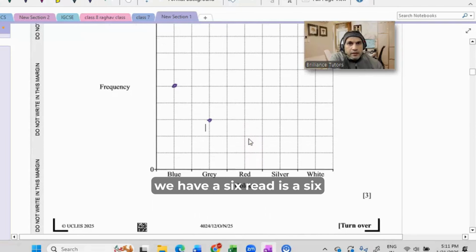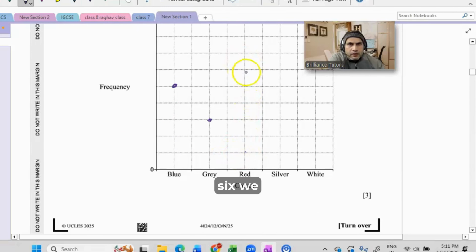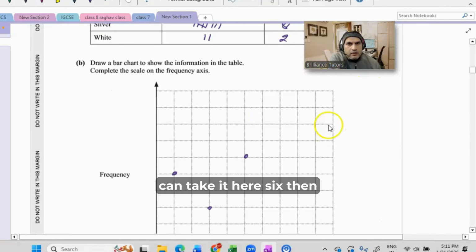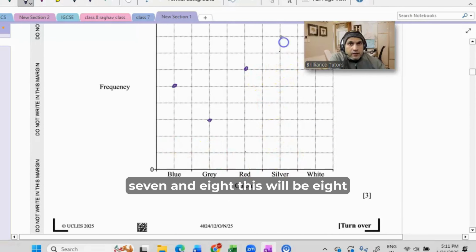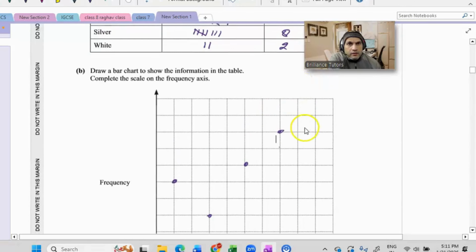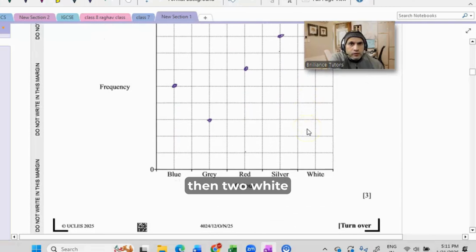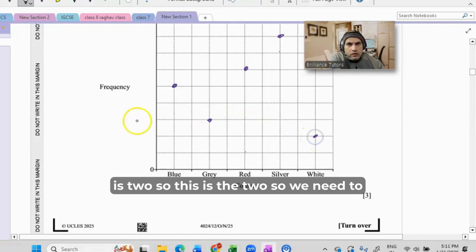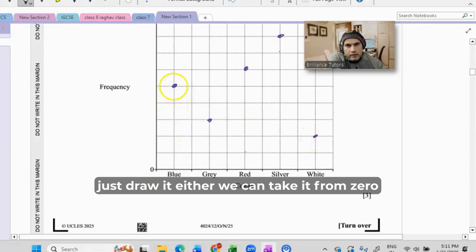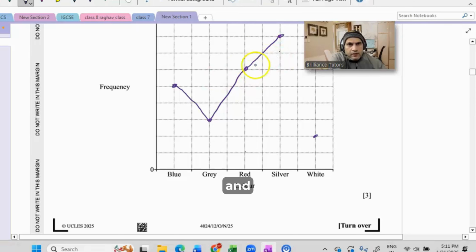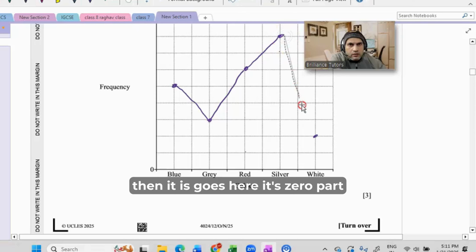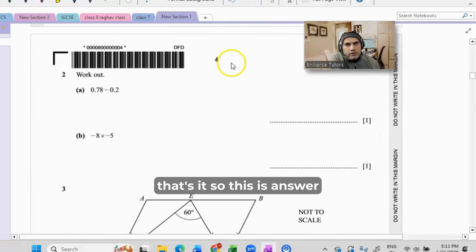Then we have 6. Red is 6. So 1, 2, 3, 4, 5, 6. We can take it here, 6. Then 8. Silver is 8. 6, 7, and 8. This will be 8. Okay. And then 2. White is 2. So this is 2. We need to just draw it. Either we can take it from 0 or just make it here, and we will join each point. Okay, and then it goes here, the 0 part. That's it. So this is the answer.